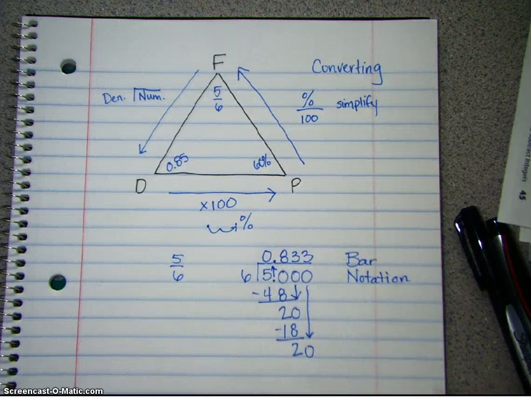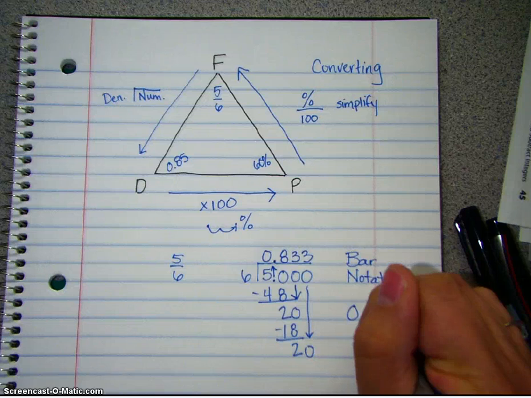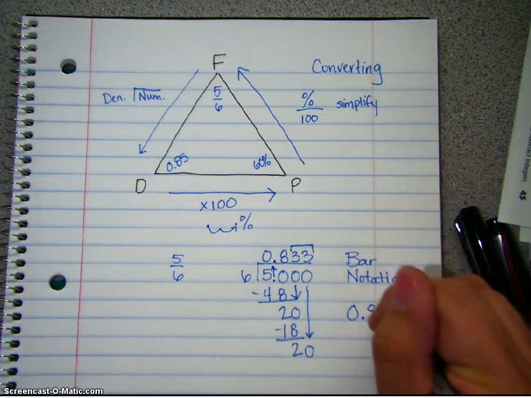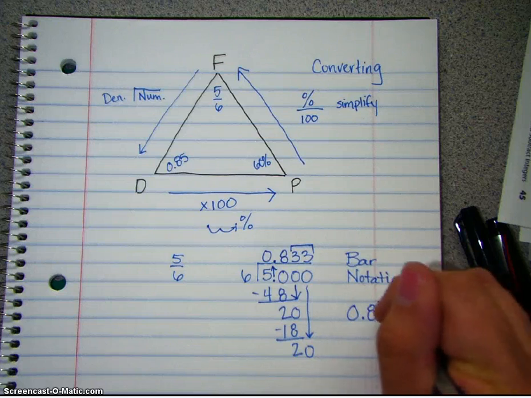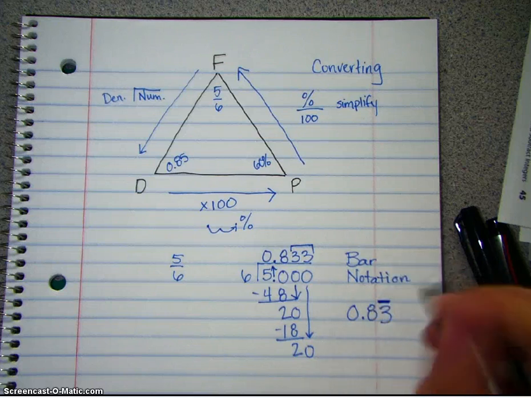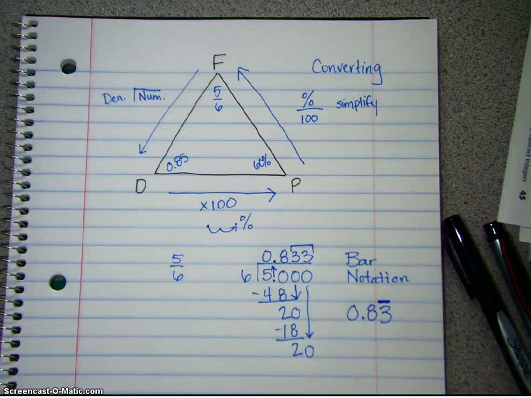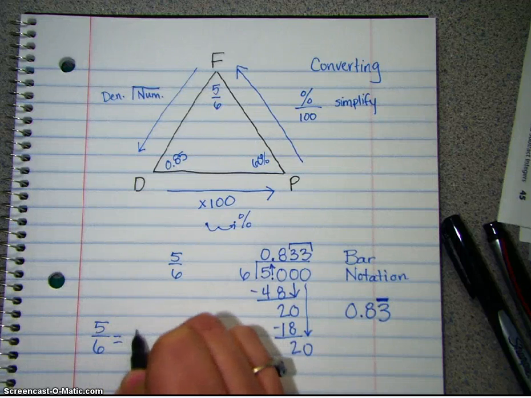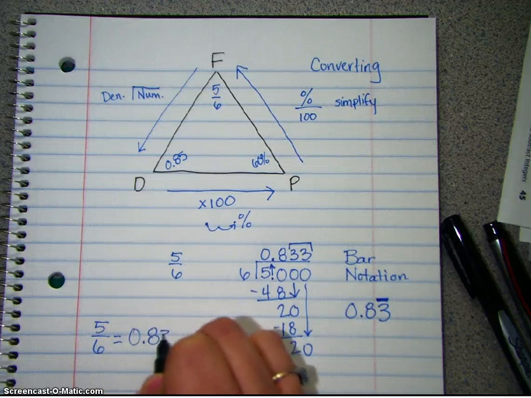To show that this is going to be 0.833333 going on forever, we are going to take the number that repeats, the 3, and we are going to put the 8 down, and only one of my 3's is going to repeat, and we put a little line called a bar notation right above my 3. So 5/6 is equal to 83 hundredths with the 3 repeating.